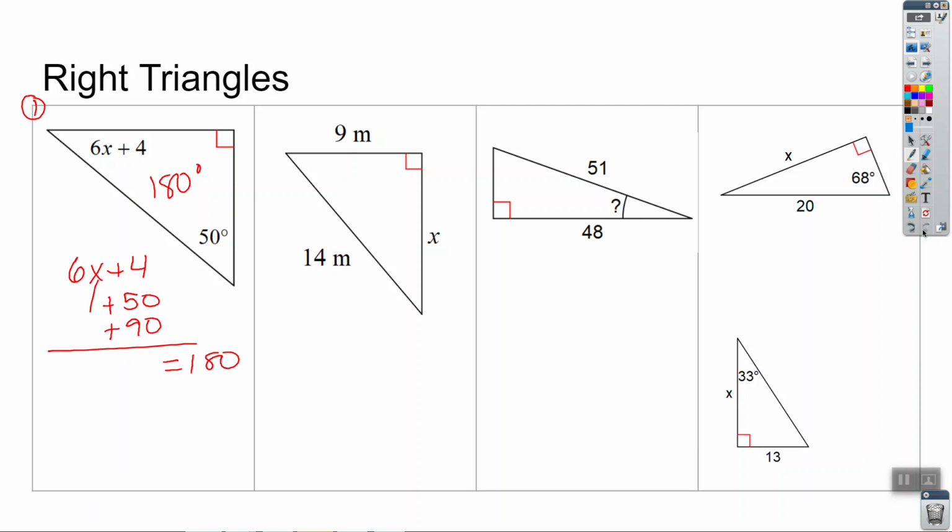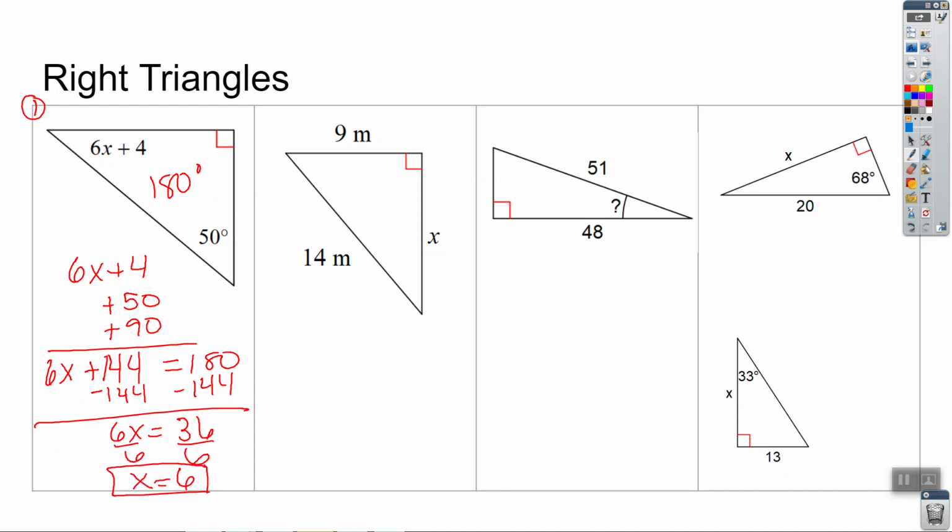I add up all my numbers and I get 144, and I just bring down the 6x because there was no other x's. This becomes a regular old Algebra 1 problem, so I'm going to subtract 144 on both sides. I get 36 equals 6x, divide by 6, and x equals 6. This brings me up to, a lot of times in geometry, it comes down to looking at a picture, pulling out some algebra, and solving. But I have to know some facts to do that.